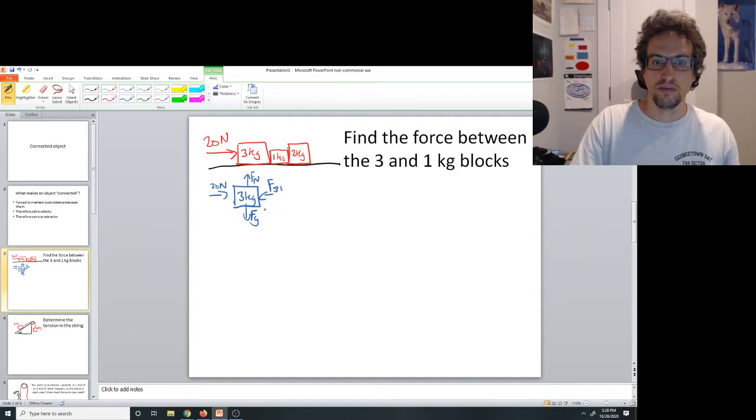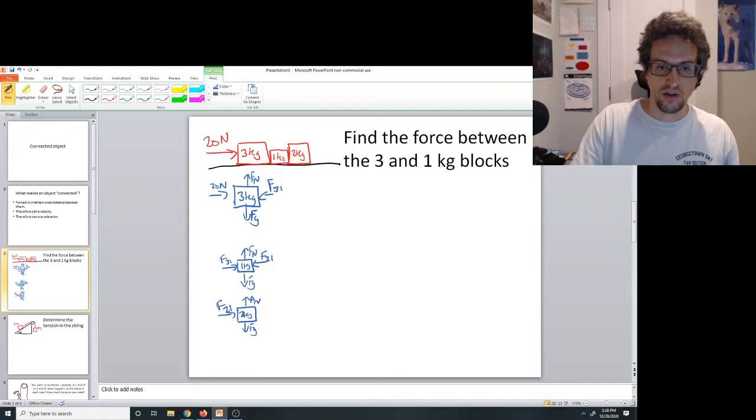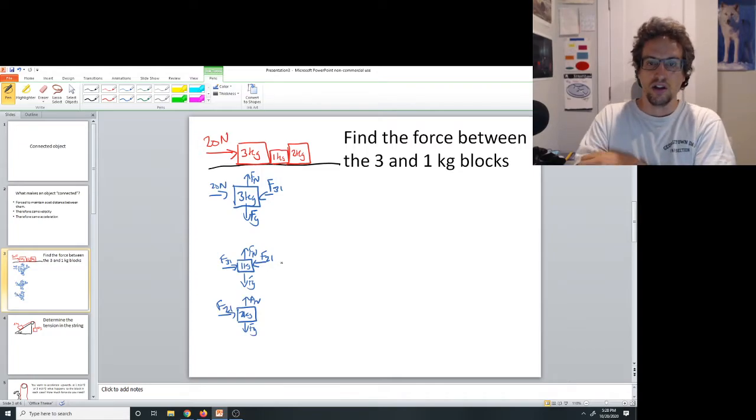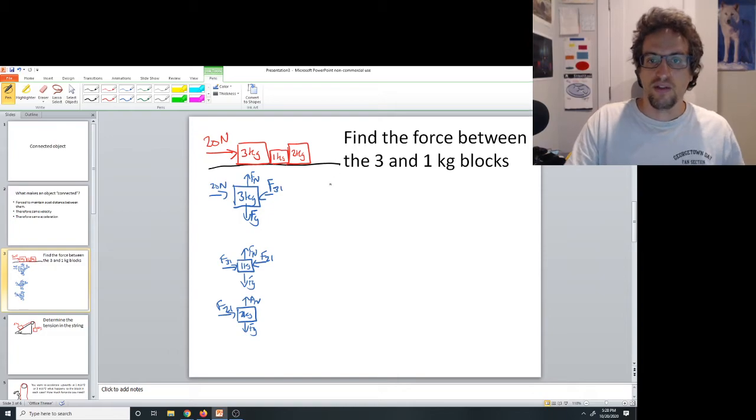The 1 kilogram block, right? Normal force, gravity. It's got F31, and going back the other way, it's got F21. And then finally, we have the 2 kilogram block. Again, normal force. We've got just F21 going that way. Okay? All right, so we can set F net equations for all of these.